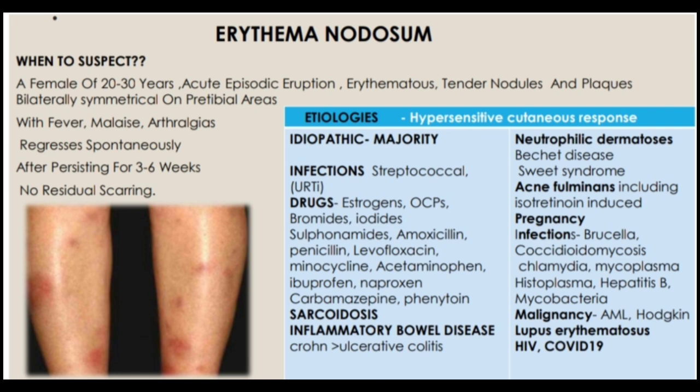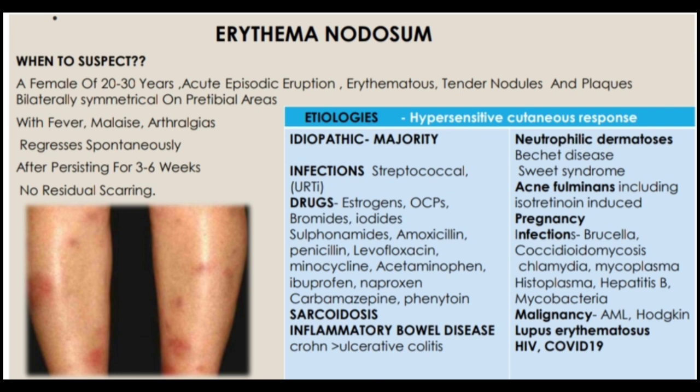upper respiratory tract infection. Other etiologies of erythema nodosum include sarcoidosis, inflammatory bowel disease, in which Crohn's is associated more than ulcerative colitis, and various drugs including estrogen, oral contraceptive pills, bromides, iodides, sulfonamides, amoxicillin, penicillin, levofloxacin, minocycline, acetaminophen, ibuprofen, naproxen, carbamazepine, and phenytoin.